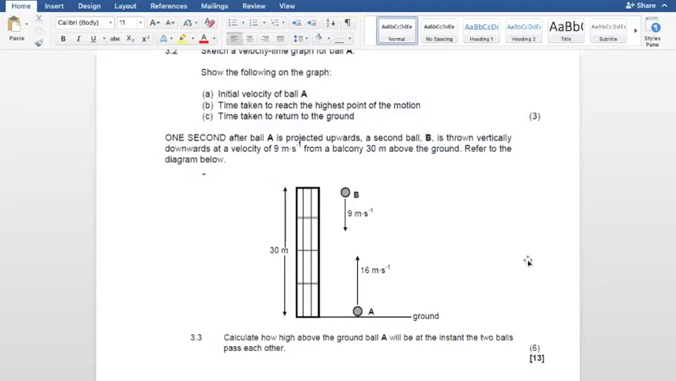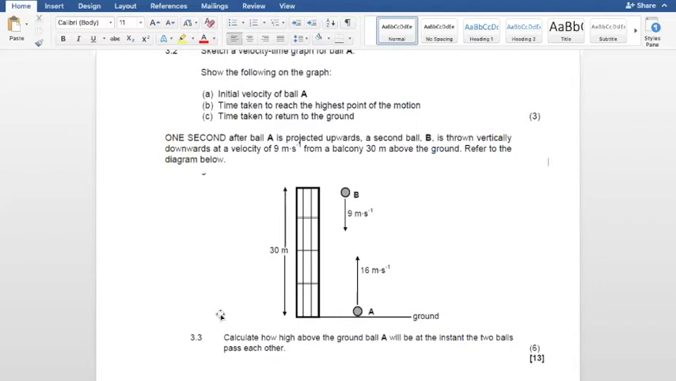Calculate: 1 second after ball A is projected upwards, a second ball B is thrown vertically downwards. So B is thrown vertically downwards at 9 meters per second from a balcony 30 meters high above the ground. Refer to the diagram below. And the question is, calculate how high above the ground ball A will be at the instant the two balls pass each other.